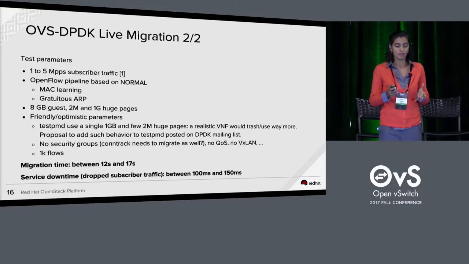Adding conntrack could affect this, since the conntrack state has to migrate as well. So that would be an impact. But given that our migration time is a QEMU measurement, it's between 12 seconds and 17 seconds, but our service downtime measured by packet drops is 100 milliseconds to 150 milliseconds.